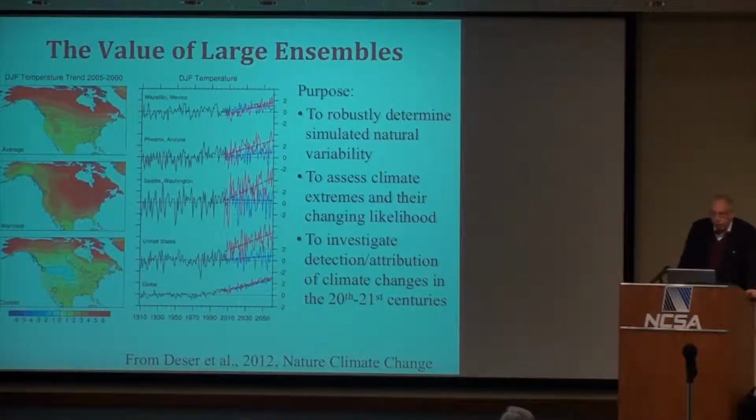So large ensembles are important because they help us to robustly determine simulated natural variability. They allow us to better assess this question of climate extremes that I mentioned, particularly at specific locations, and their changing likelihood, and to investigate detection and attribution of climate changes in the 20th and 21st centuries that we can then associate with human activities relative to those natural variations that we see in the climate system.